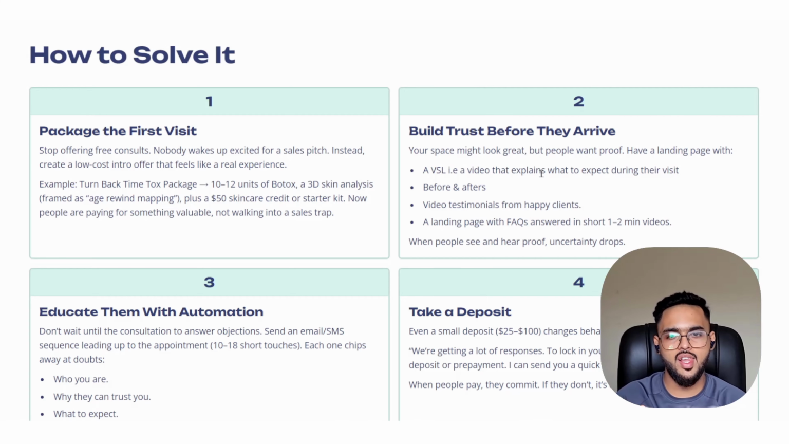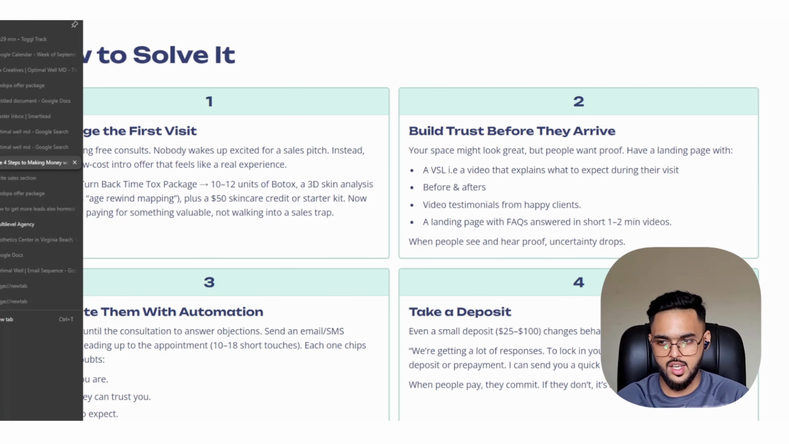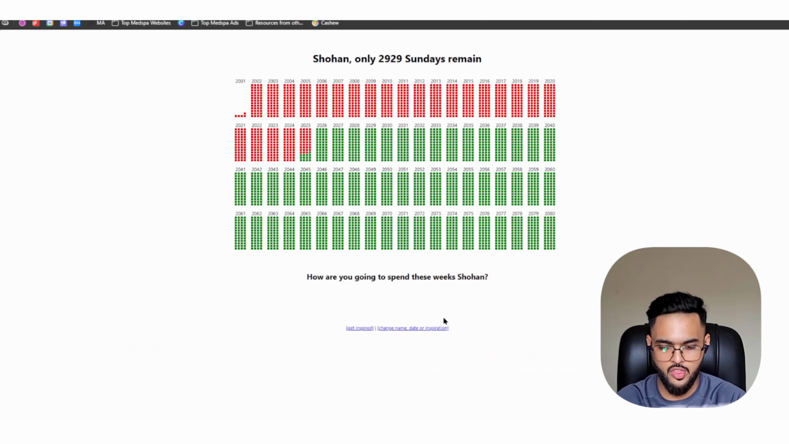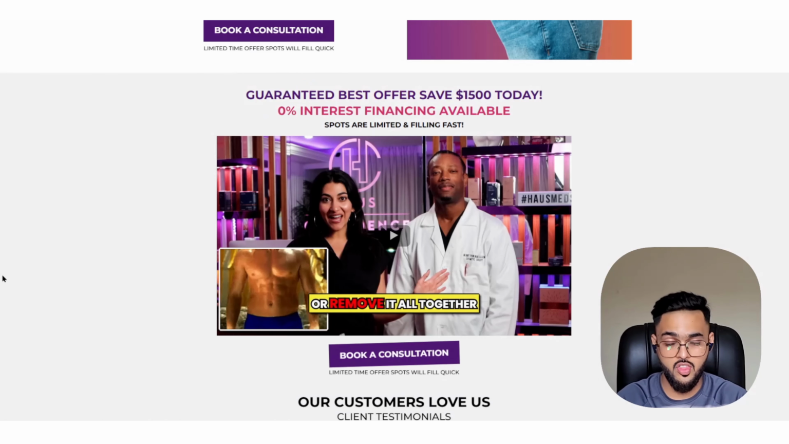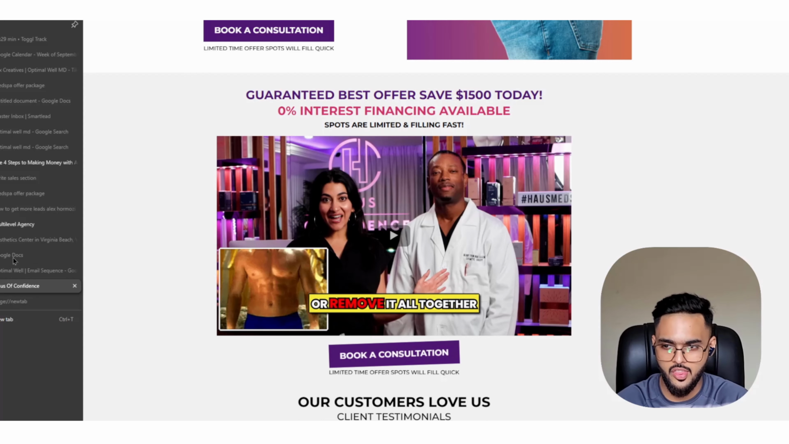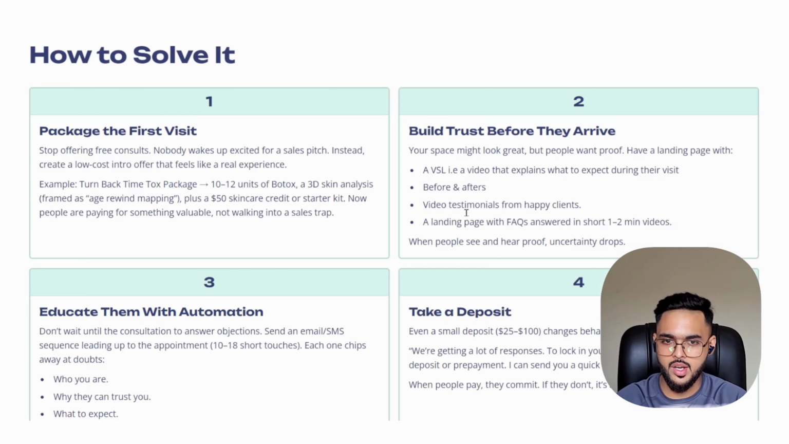So you want to have a landing page with a VSL, in other words, a video that explains what to expect during their visit, which is the one that we talked about earlier, like this one, the House of Confidence one. This video has already gotten really lengthy. So I'm gonna just rip through this as fast as I can.